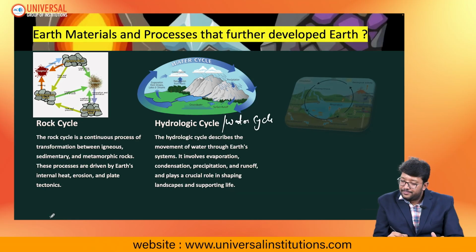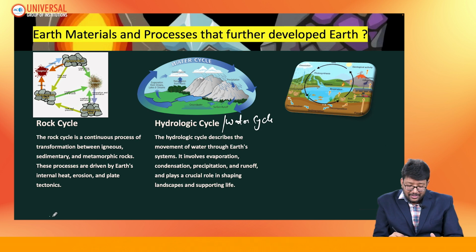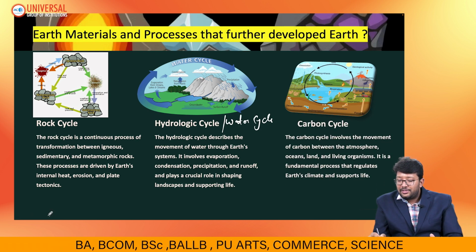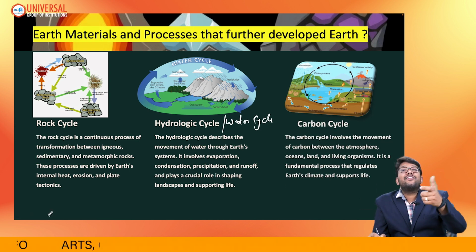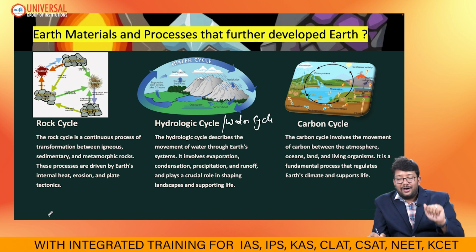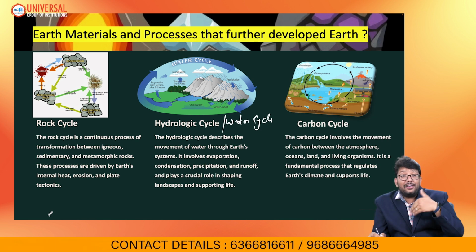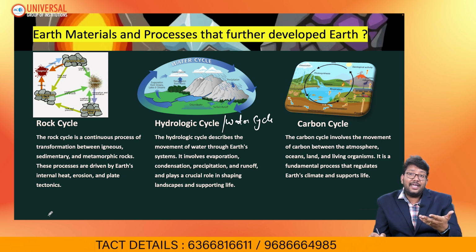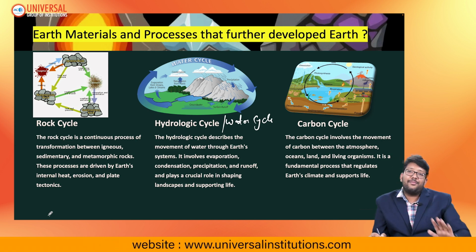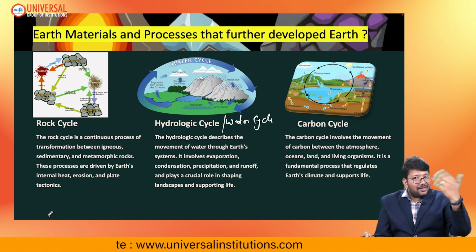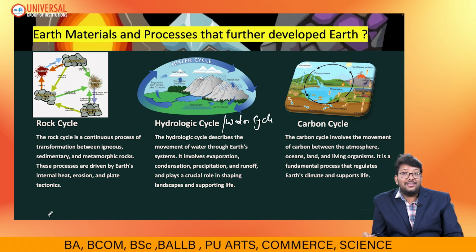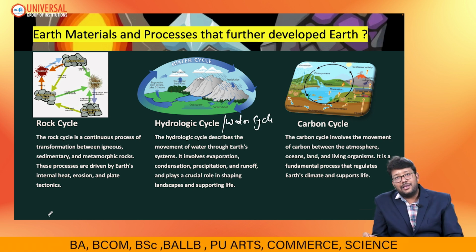And the third cycle is the carbon cycle. The carbon cycle is very important for us because it involves the movement of carbon between the atmosphere, ocean, land, and living organisms. Because when we respire, what do we take? We take oxygen, release carbon dioxide. What do plants take? Plants take CO2 for photosynthesis. So the carbon cycle is very important.